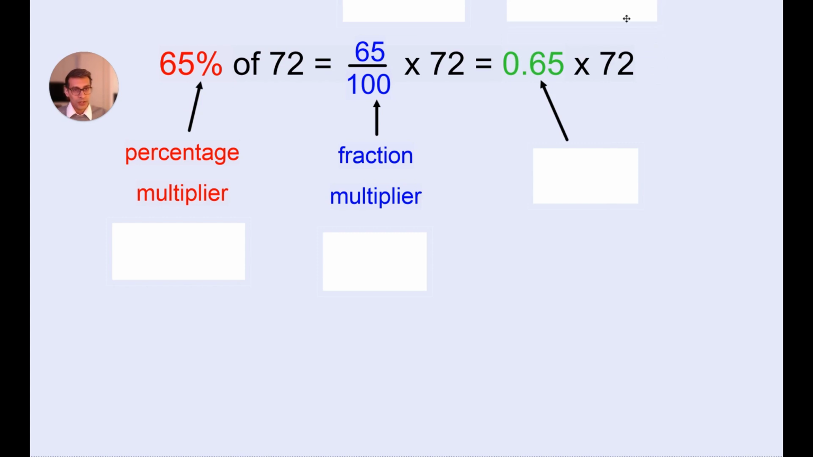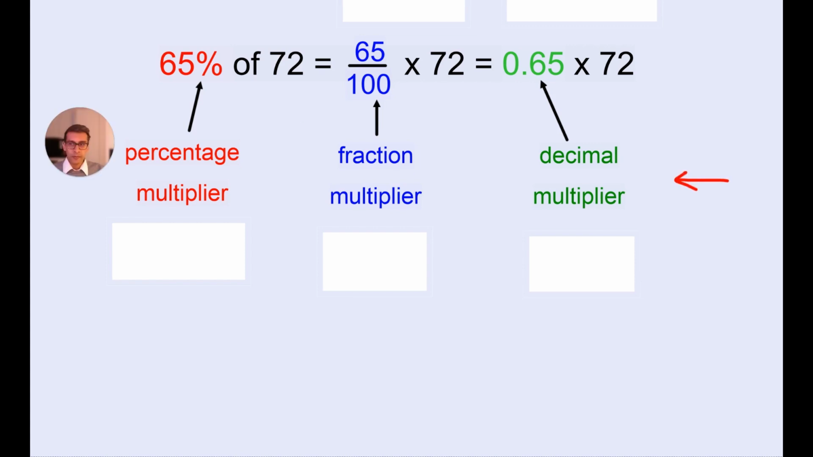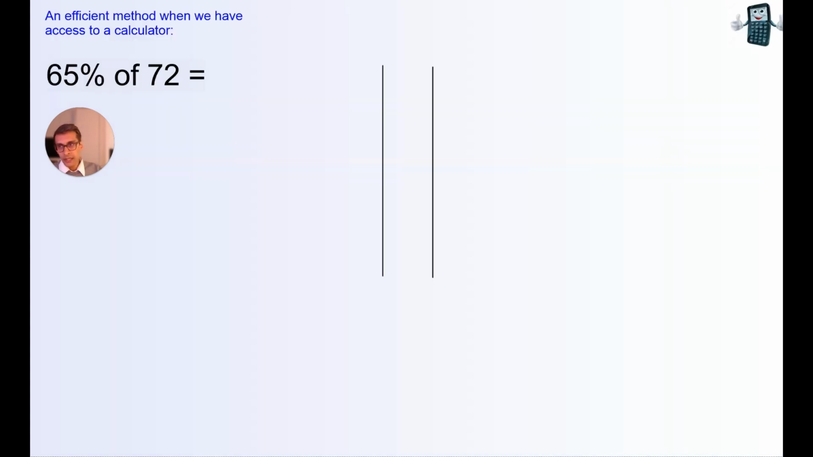We can also just do 0.65 times 72, and this is called the decimal multiplier. And the decimal multiplier is the one we're going to use when we use our calculators. Really, really important, very quick, much quicker to put 0.65 times 72 on a calculator than the other two options. So jot this down. These are a really key part of this topic here. Okay, so looking at the next thing.